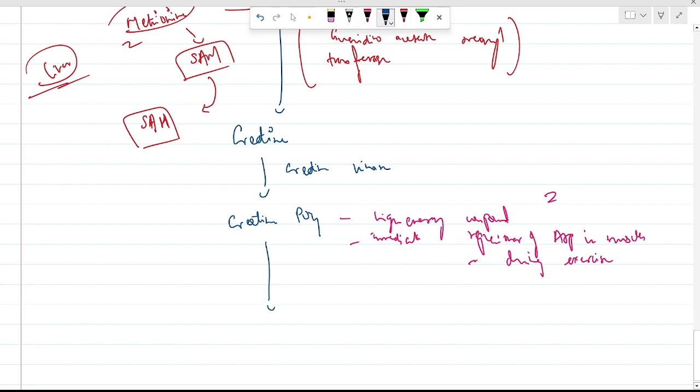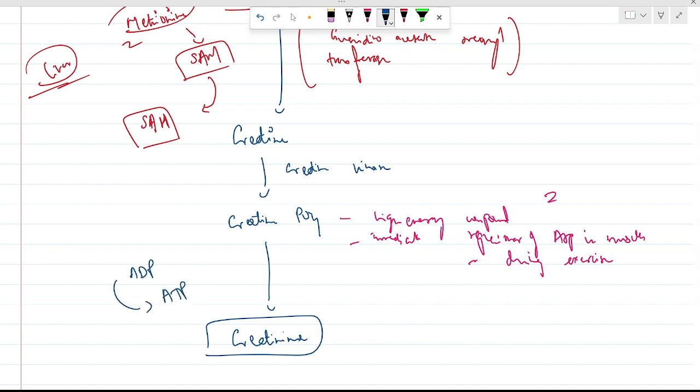Now this creatine phosphate is converted to creatinine. Creatinine is formed. Here ADP is converted to ATP and ATP is produced. It takes place in the muscles.